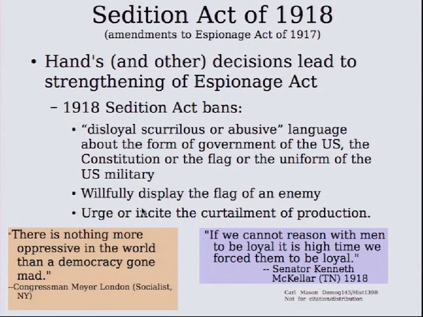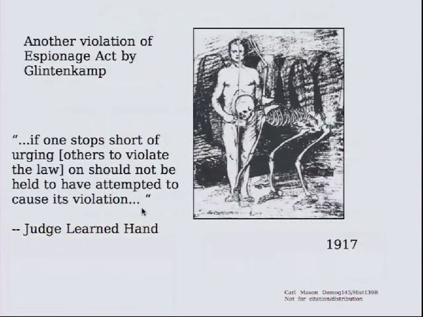Disloyal, scurrilous, or abusive language about the form of government of the United States, the Constitution, the flag, or the uniform of the U.S. military. This is obviously a pretty severe attack on free speech, and as I mentioned, it's somewhat a reaction because some of the cases that had been tried on the basis of the Espionage Act of 1917 had been thrown out, especially those by a judge named Learned Hand. He's the one who was most famously principled about this matter. He viewed this as an act of free speech because he said if one stopped short of urging others to violate the law, one should not be held to have attempted to cause its violation.